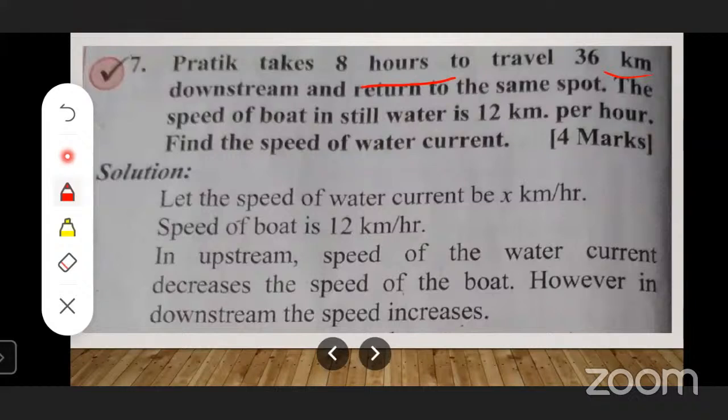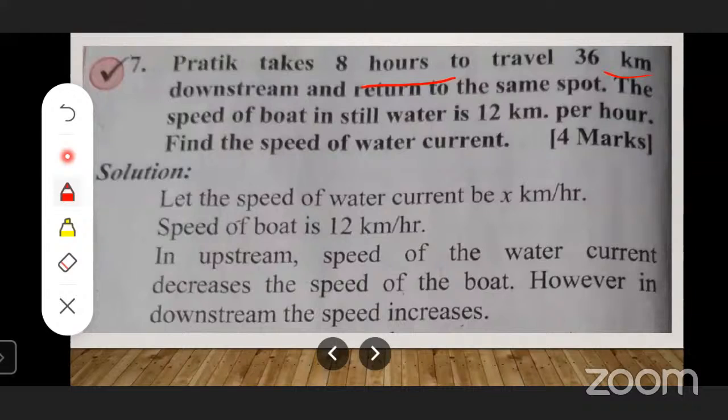And how much time does Pratik take? Pratik takes 8 hours to travel 36 kilometers downstream and return to the same spot. Means total for going down and again coming back up, it will take 8 hours. Total for downstream and upstream, Pratik takes 8 hours, right? Now concentrate on the next line.